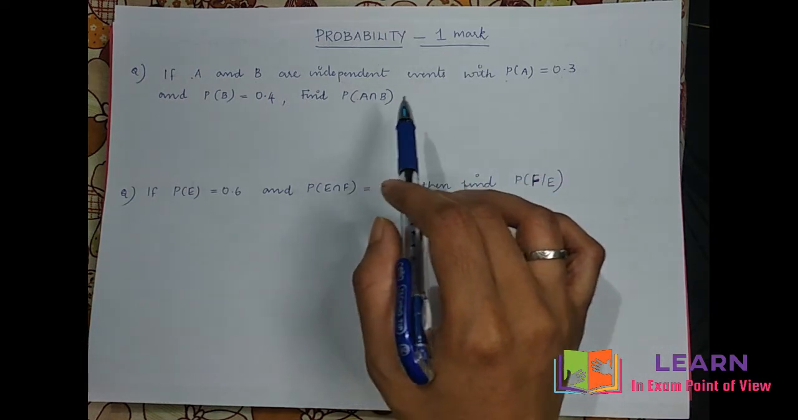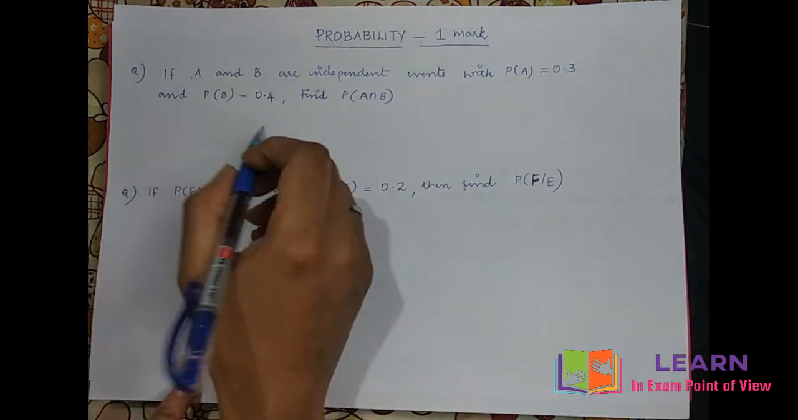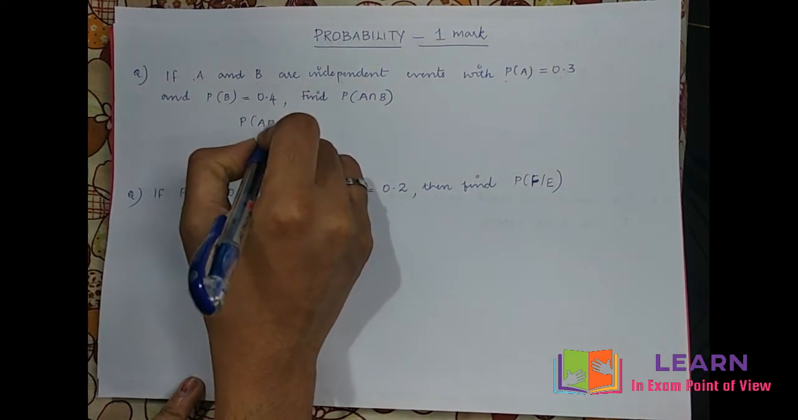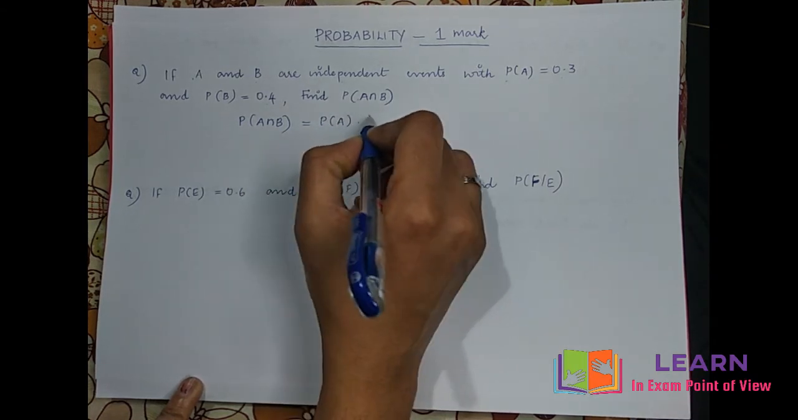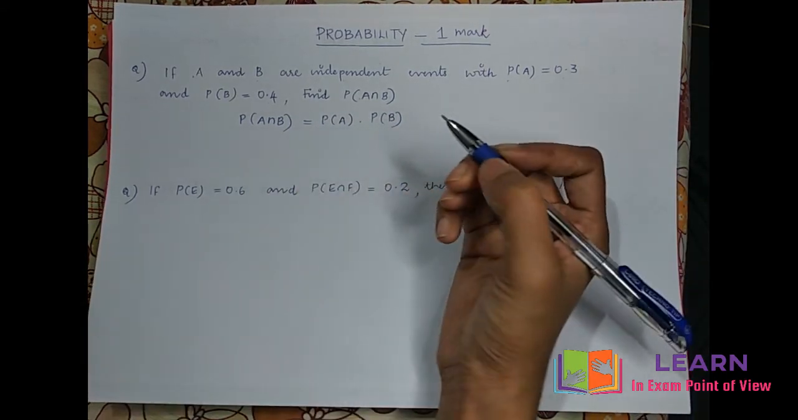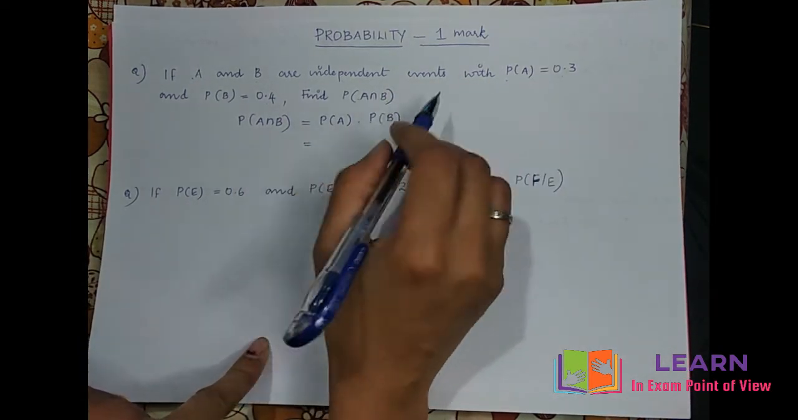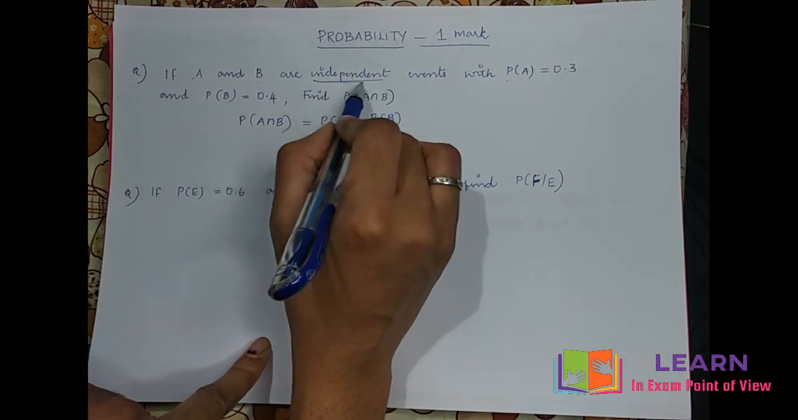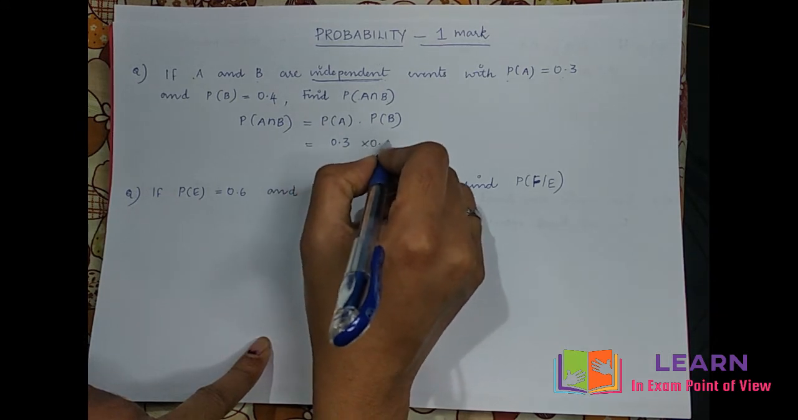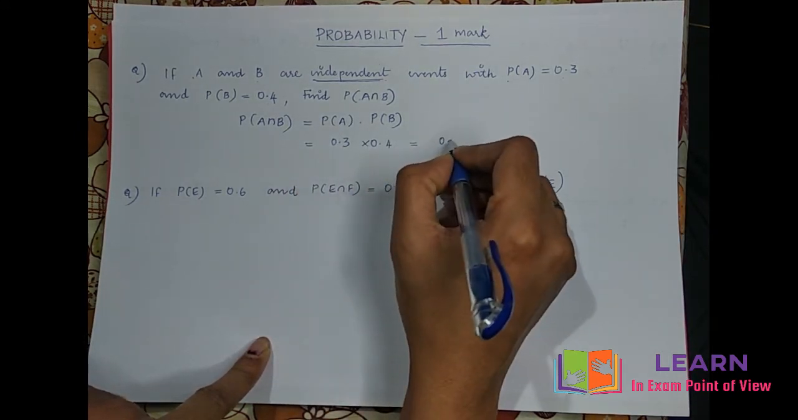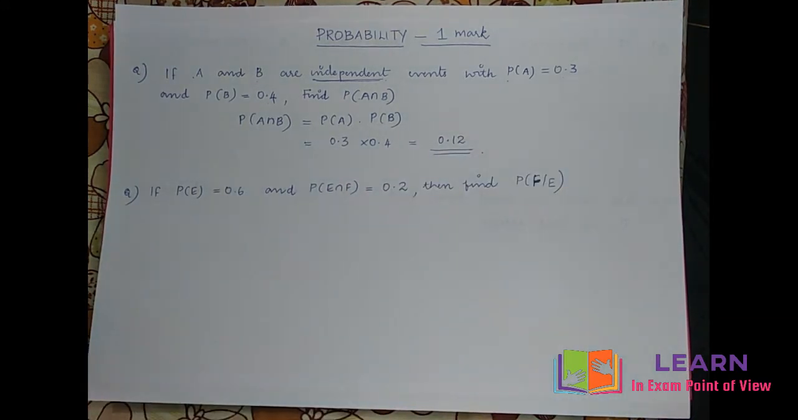In such cases, independent events means we have to multiply. Both are different, right? That is P of A intersection B. Probability of common means probability of A we need to multiply with probability of B. You just need to multiply, only if it is given as independent. So 0.3 into 0.4, that is 0.12. That is the probability of A intersection B. Fine.